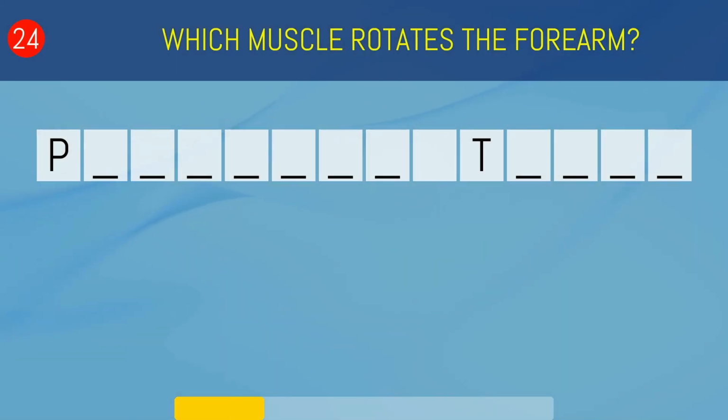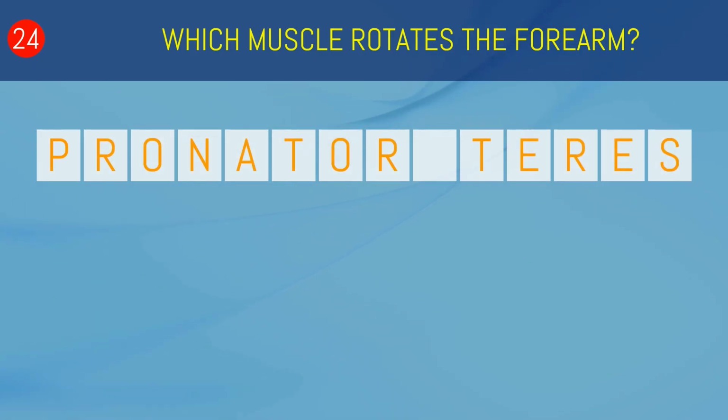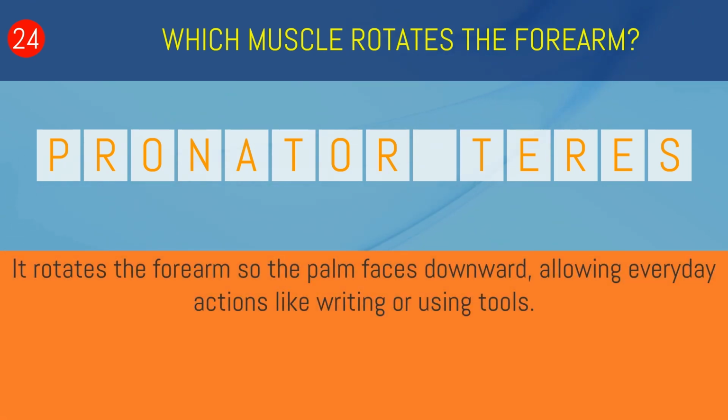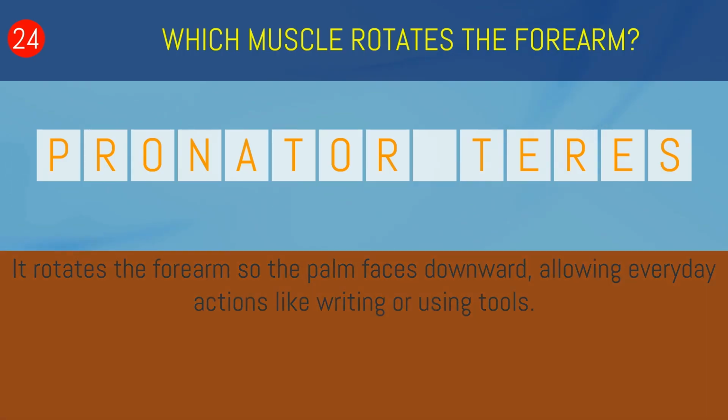Which muscle rotates the forearm? Pronator teres. It rotates the forearm so the palm faces downward, allowing everyday actions like writing or using tools.